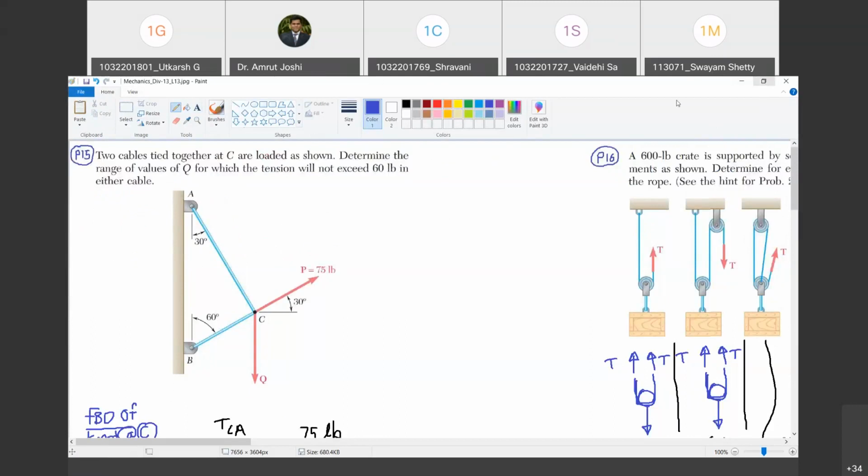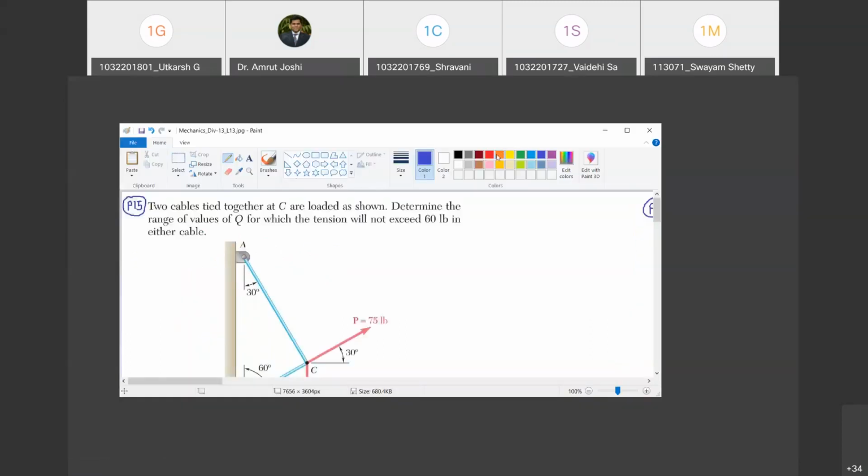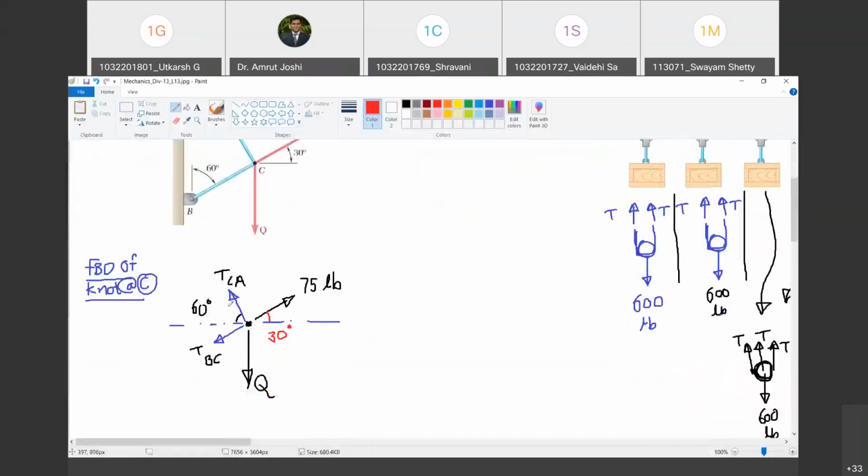Just give me a minute. So even this angle is 30 degree. Chalo. How many unknowns are there? Tell me. The two tensions and the Q force. Yes. So in short, you are going to have three unknowns.